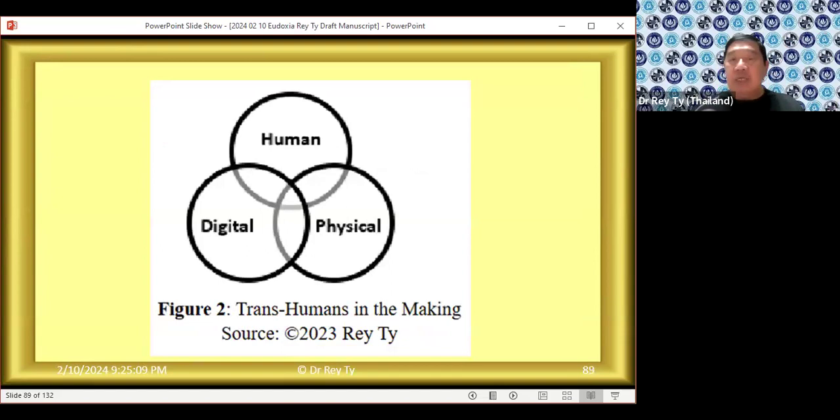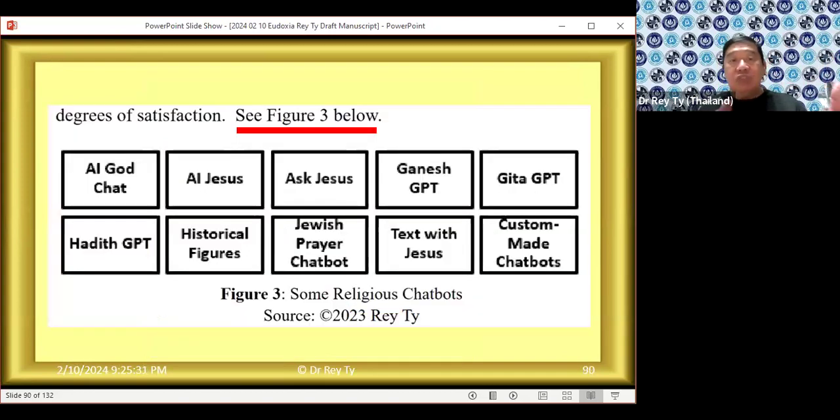Another one, I said transhumanism. It's a product of combining digital, human, and the physical. For many pages I discuss it, it can be put in one figure. And then this one, every time you write a table or figure, you must write "see figure below" or "see table" immediately, right before the table or figure. So these are some of the things that I've used for this article in alphabetical order.